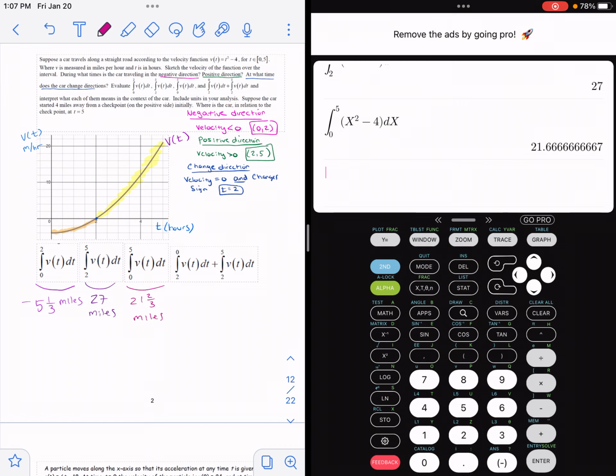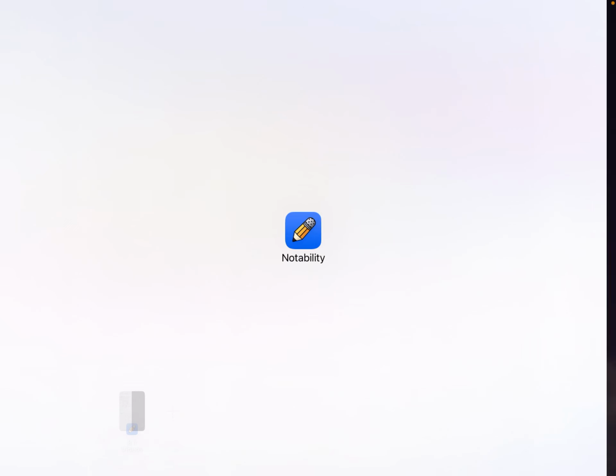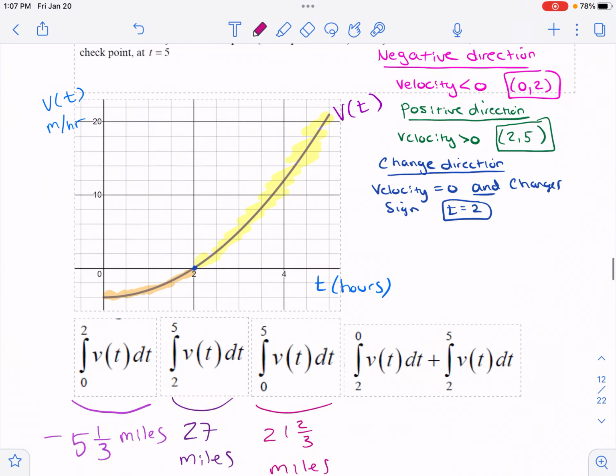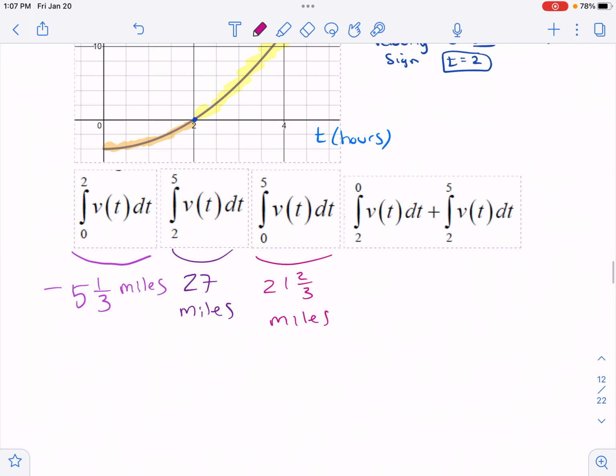Okay, and at this point I don't think I need the calculator anymore, because if you look at the next expression, it involves two of the things we already know. So I'm going to get out of here. Okay, and so what I should point out is these are all giving you change in position.